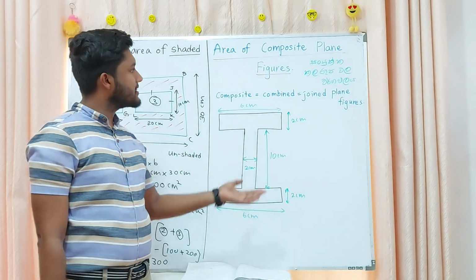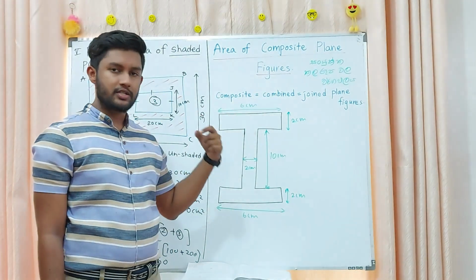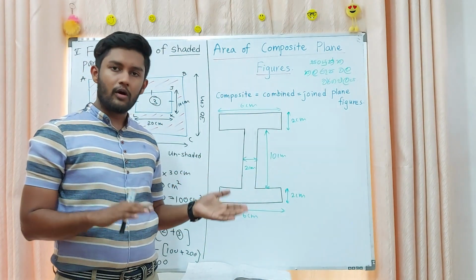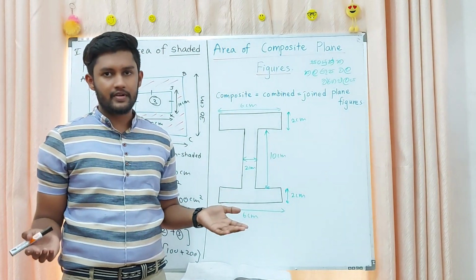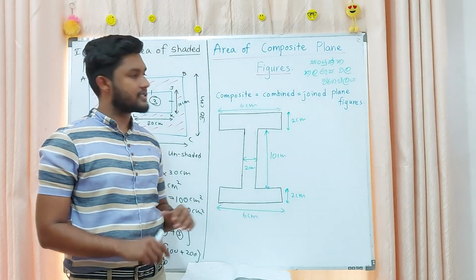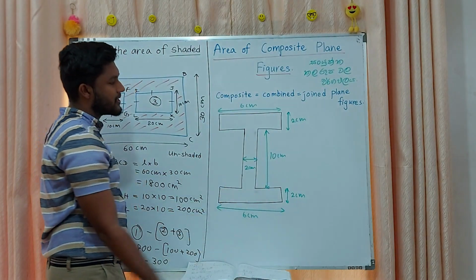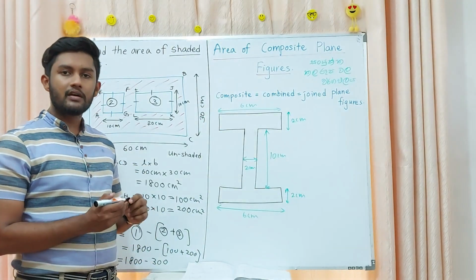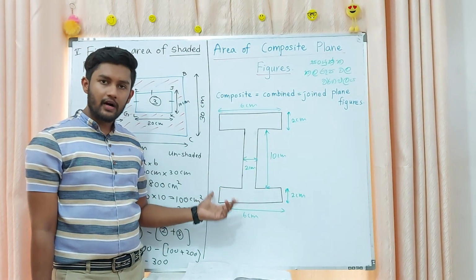Then what do you mean by this composite? Composite means combined or joint plane figures. That means two or more plane figures are joined together and form one plane figure. That means we want to find the area of those combined plane figures. Here you have been given a figure, and when we consider the shape, it is in the shape of an eye. Then we have to separate it into several parts. That means we can't get the total area at once, right?